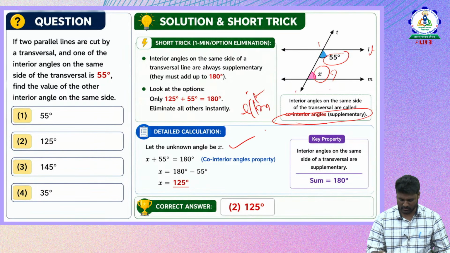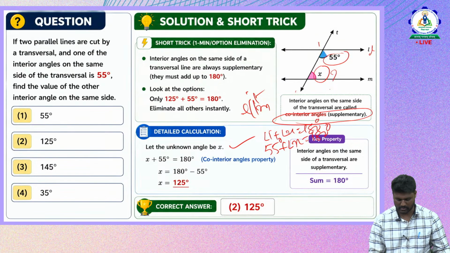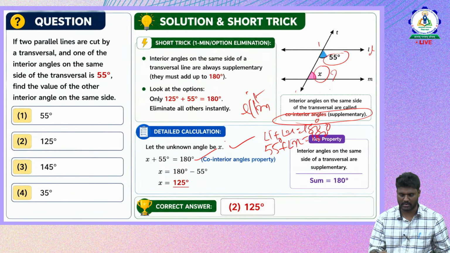Now what is the formula here? We bring in the co-interior angles property, the supplementary angle concept. So angle 1 plus angle x is equal to 180 degrees. What is the value of angle 1 here? 55 degrees. So 55 degrees plus angle x is equal to 180 degrees, based on the co-interior angles property.